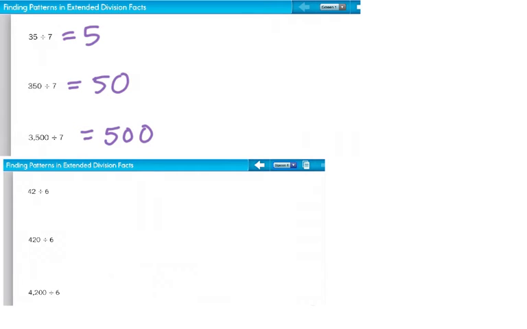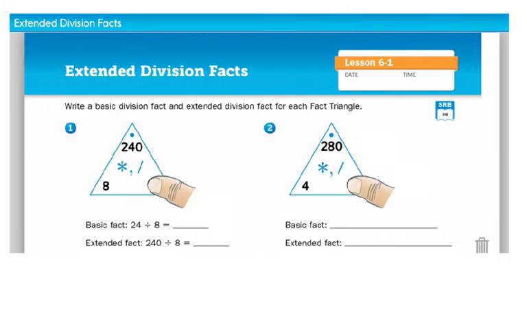500. Would you go ahead on your whiteboard and find the patterns for the next 3 extended division facts? Go ahead and pause your video now. I wondered if you found the pattern. 42 divided by 6 is 7. 420 divided by 6 is 70, and 4,200 divided by 6 is 700.